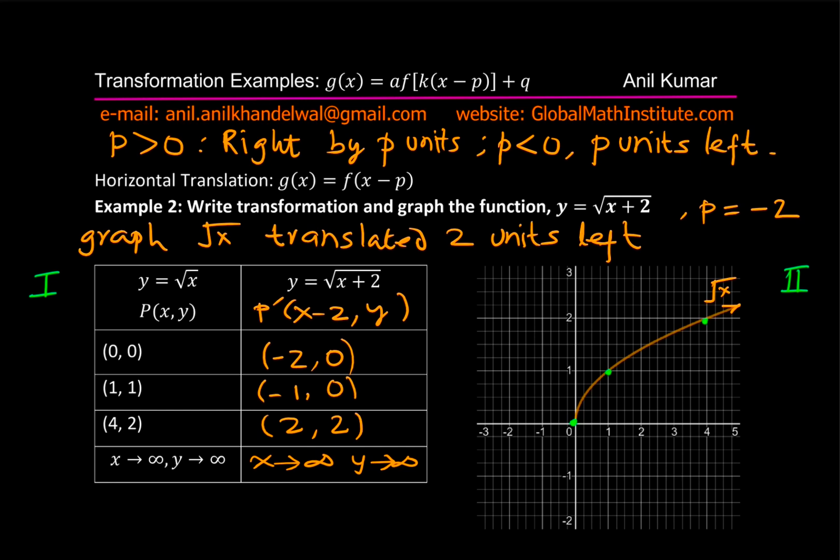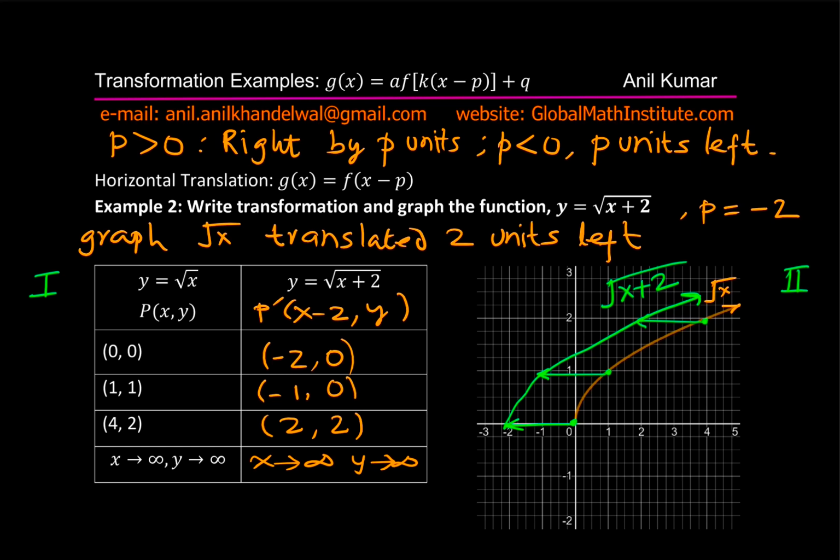So let's move these points 2 units left. This point will come here. The other point will come to this position, 2 units left, right? So this is 4. It will come to 2. So those are the new points. When you connect these points, we get our graph of square root of x plus 2. Does that make sense to you? So that is how you could sketch it.